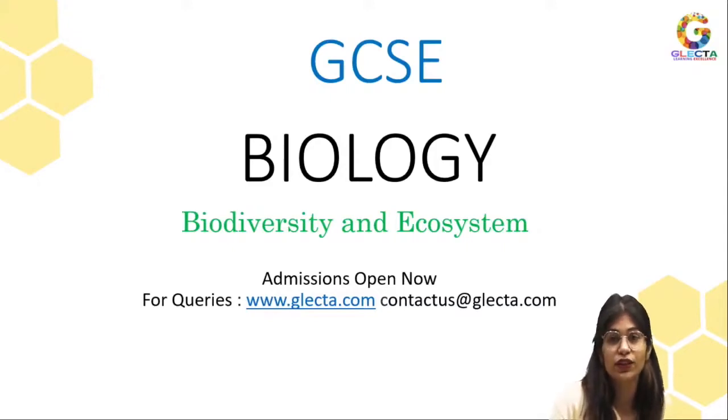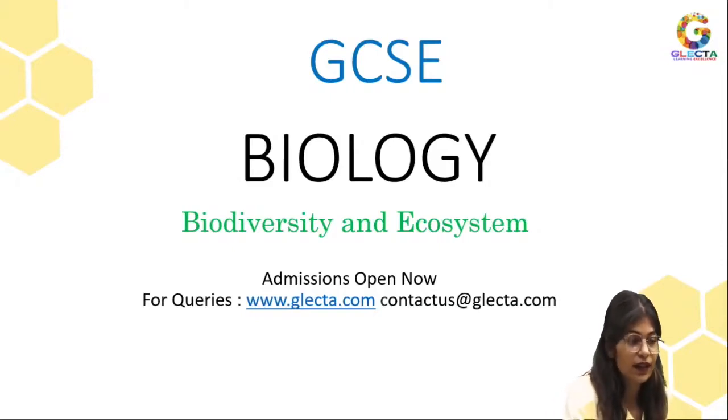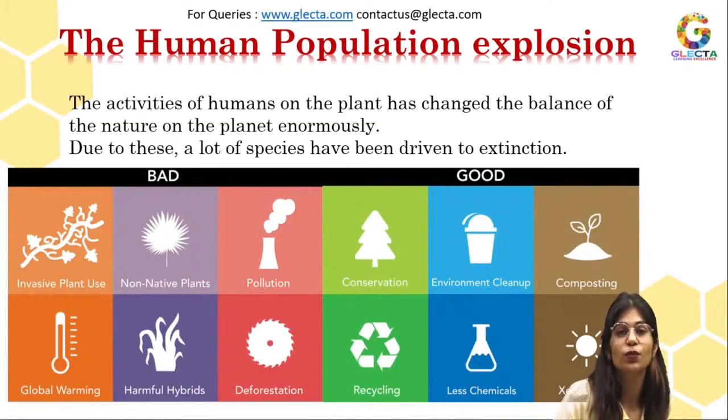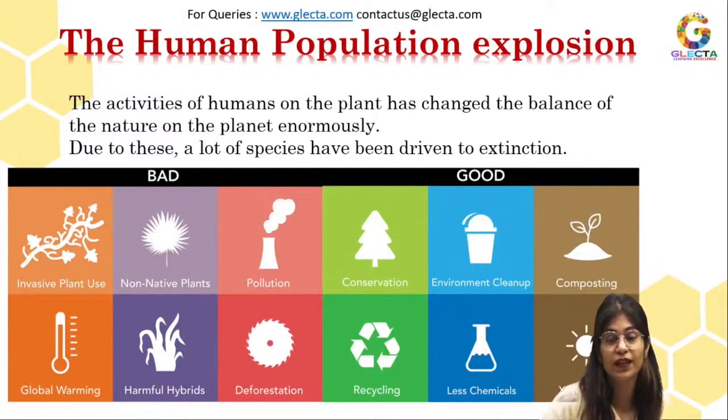the problems that humans have specifically created for themselves and as well as for other organisms on the planet. So this is going to be about biodiversity and the ecosystem. So now we're going to connect the ecosystem with the biodiversity, in biodiversity specifically about humans. Today's topic is going to be the human explosion. The population that has been exploding, like quite literally exploding.